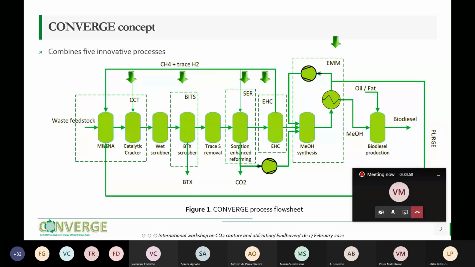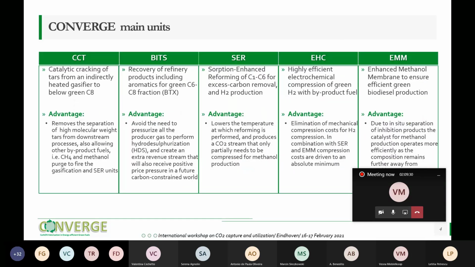So the Converge process uses the concept of process intensification in order to convert biomass to biomethanol and furthermore to biodiesel. It is based on the combination of 5 innovative technologies, which are the catalytic cracking of tars, the recovery of refinery products, including aromatics, the sorption enhanced reforming, the electrochemical hydrogen compressor, and the methanol synthesis using a membrane reactor. The advantages offered by each process step are summarized in the present table.